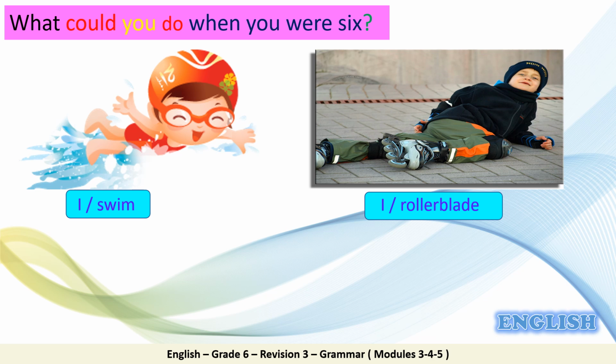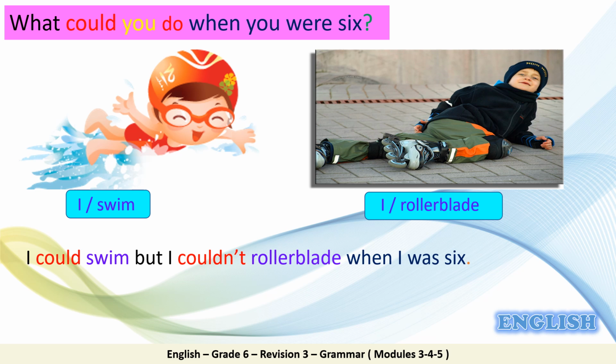We have here an example. What could you do when you were 6? Picture number 1, I swim. Picture number 2, I rollerblade. But could he rollerblade when he was 6? Let's see. Perfect. I could swim, but I couldn't rollerblade when I was 6.